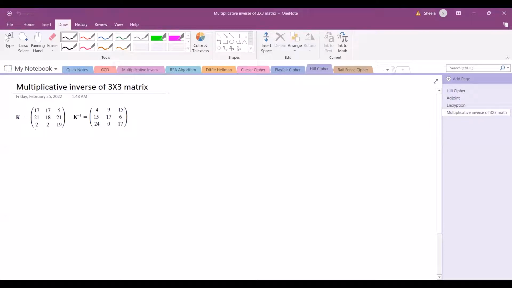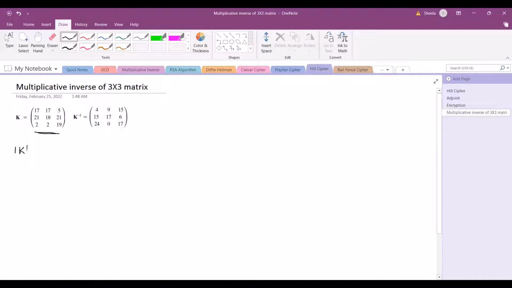Suppose you are having a 3 cross 3 matrix instead of a 2 cross 2 matrix. If the key matrix is a 3 cross 3 matrix, then how do you find its corresponding inverse? As I told, we have to find the determinant first, and then check whether we are going to get a multiplicative inverse of the key matrix.